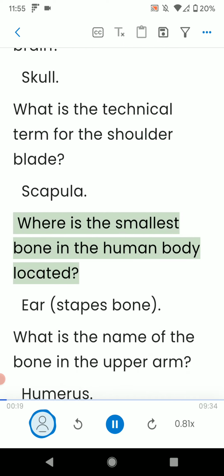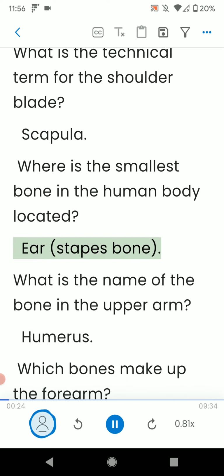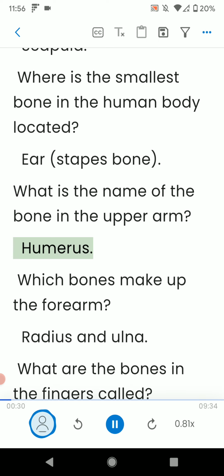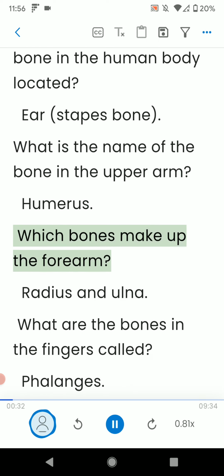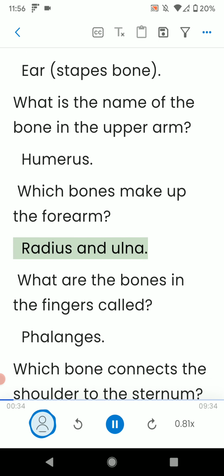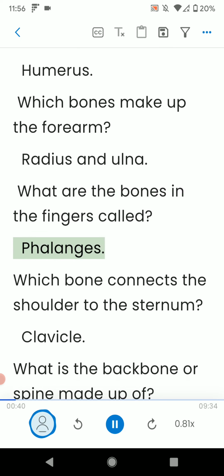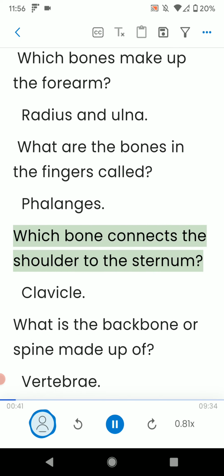Scapula. Where is the smallest bone in the human body located? Ear. What is the name of the bone in the upper arm? Humerus. Which bones make up the forearm? Radius and ulna. What are the bones in the fingers called? Phalanges. Which bone connects the shoulder to the sternum?